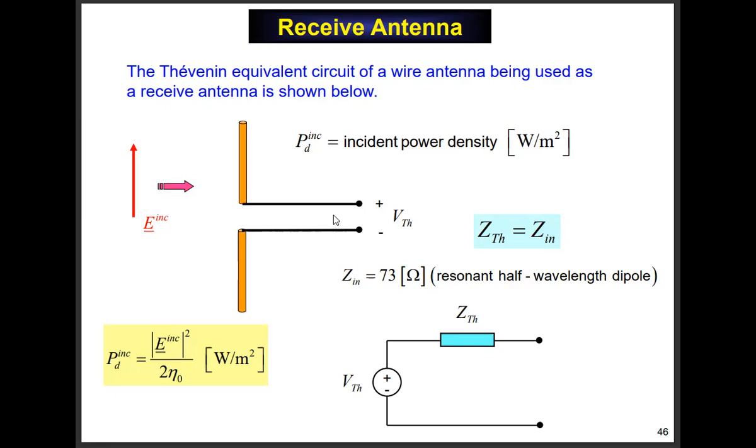Like for the wire antenna at resonance, 73 ohms, right? So the Thevenin impedance is the same thing as just input impedance. And again, every antenna could be different, but if this was the good old half wavelength resonant dipole, it's going to be 73 ohms. Okay. Now, once you have the Thevenin equivalent circuit, you can connect it to a load, which is like a practical receiver, calculate the power going to the receiver, do anything you want with it, right?